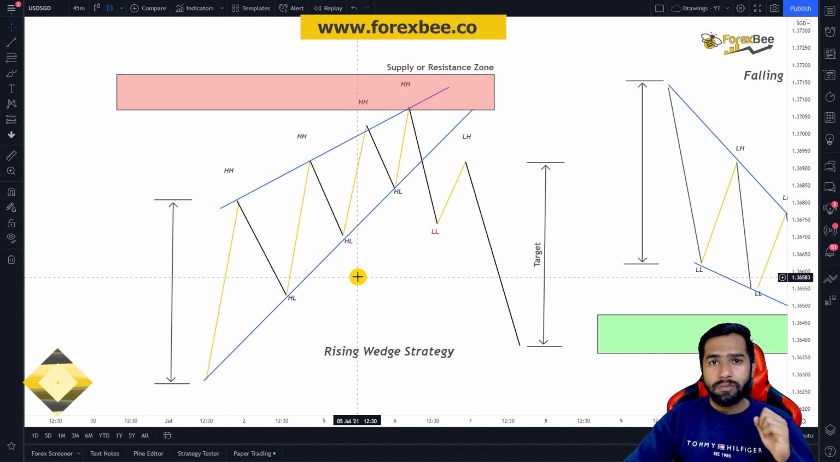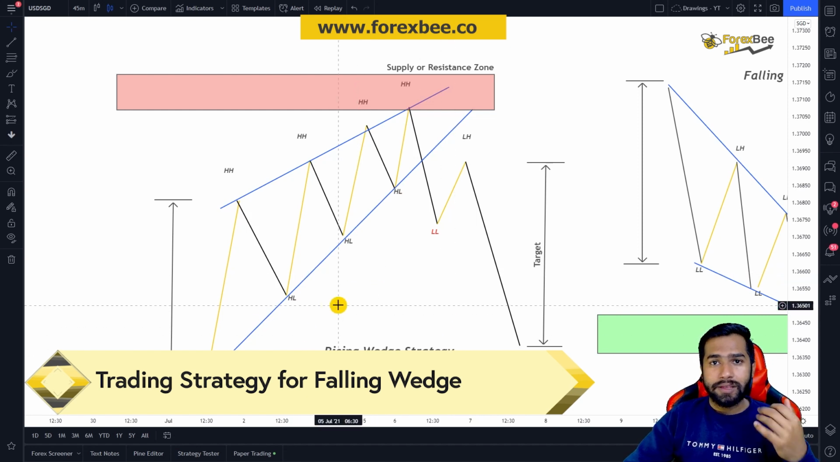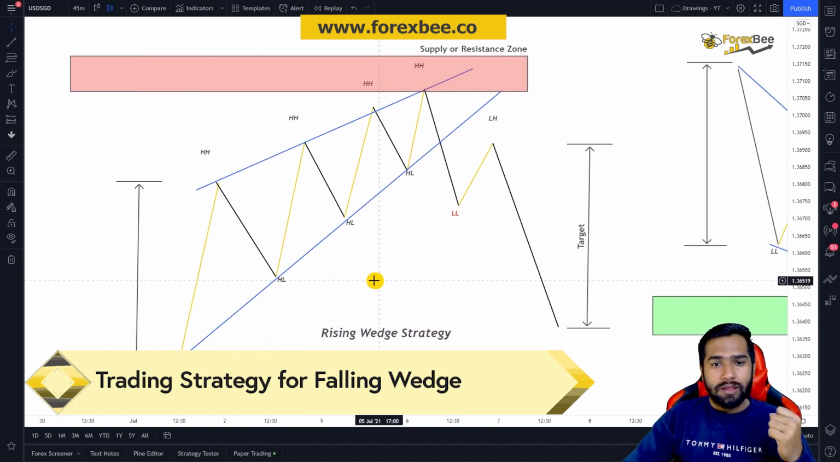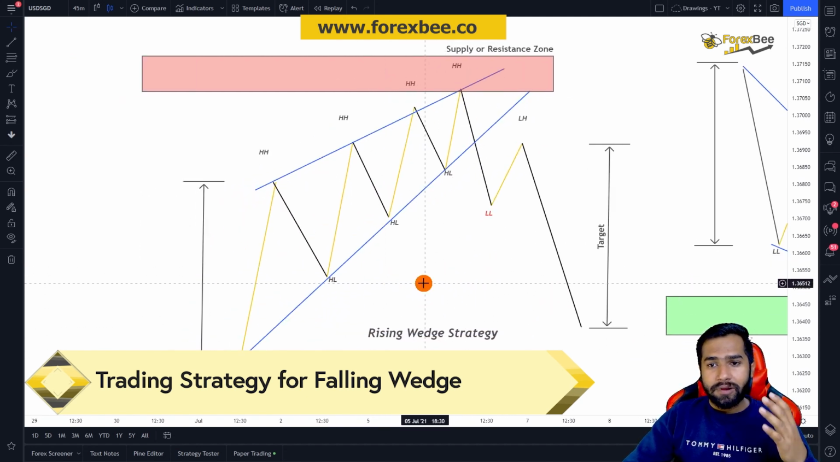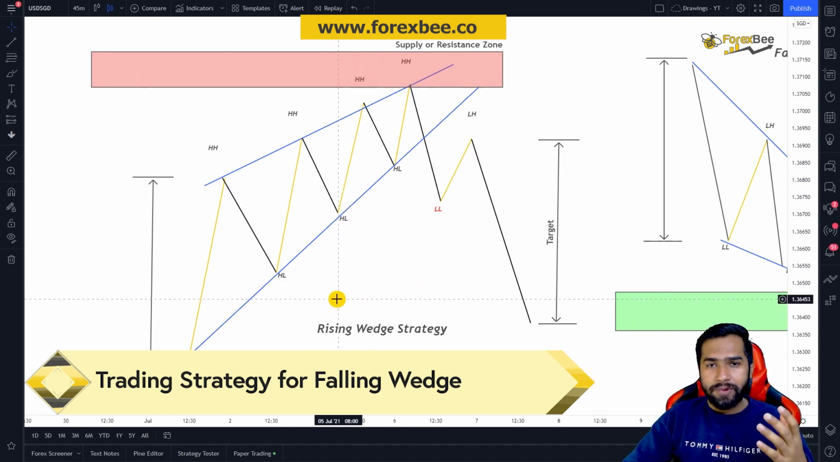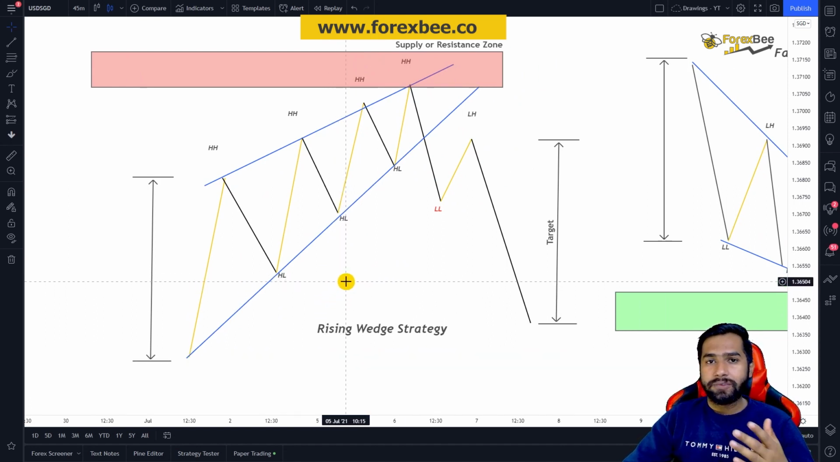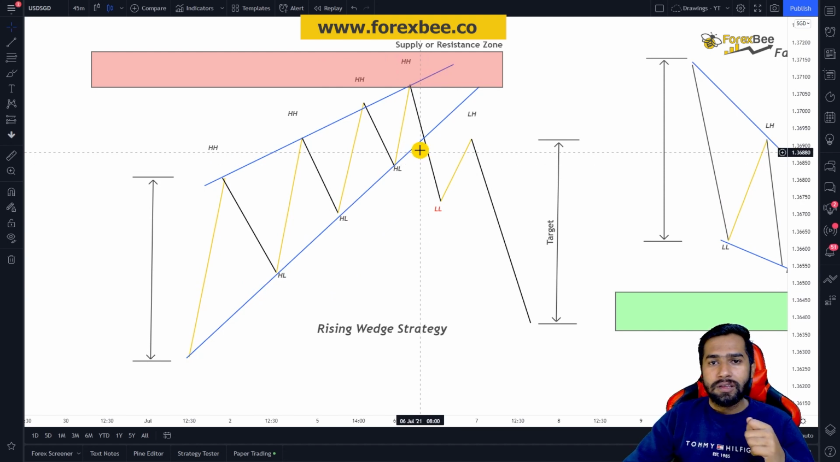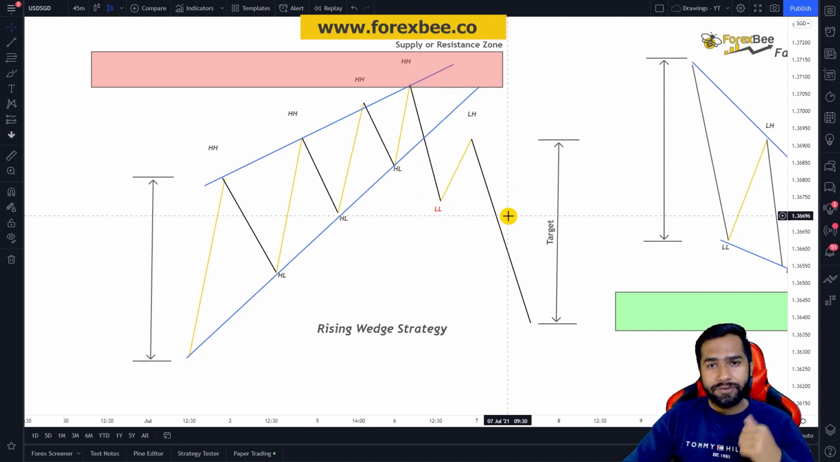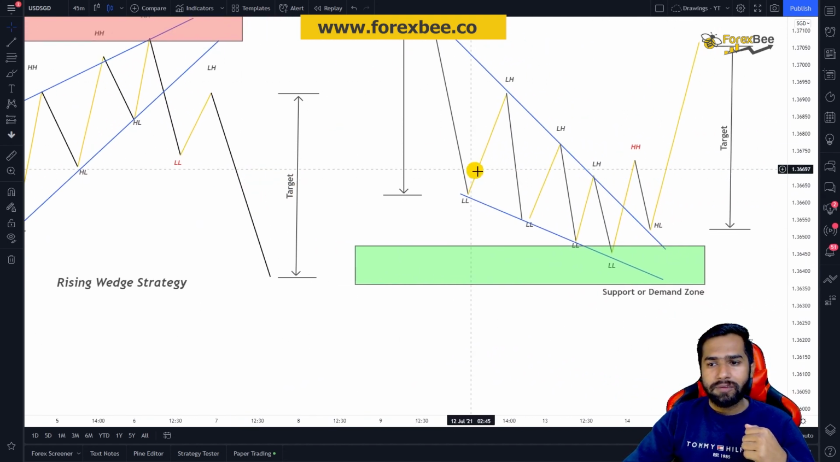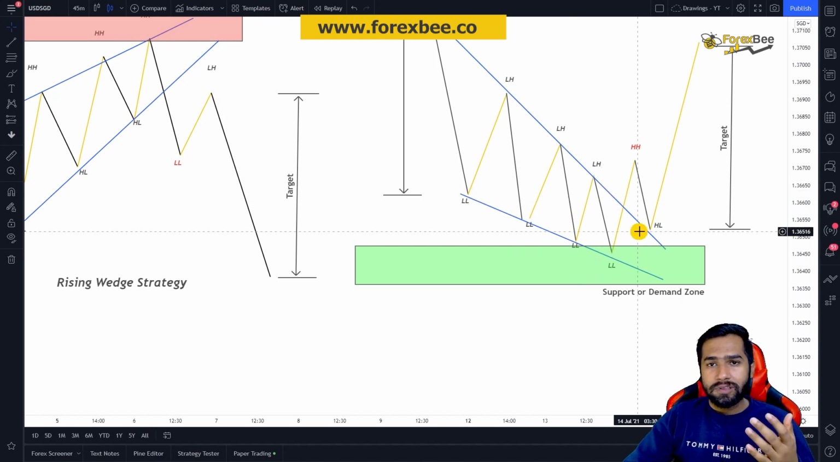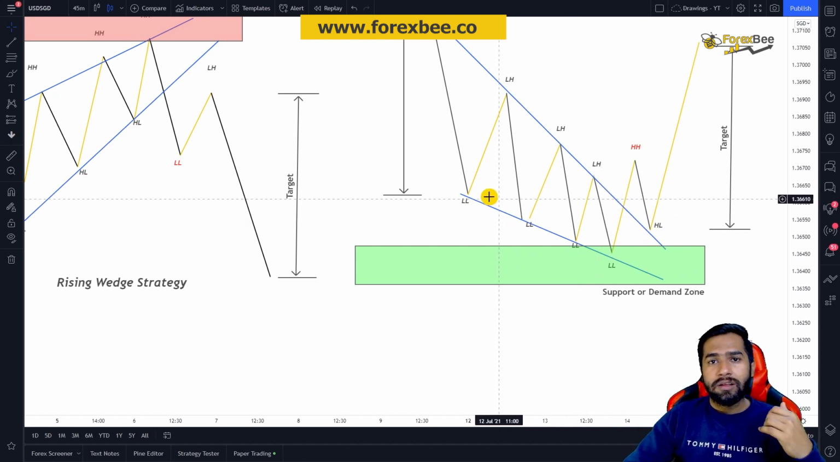Now let's talk about how you can trade this rising wedge pattern. Any wedge pattern, like the rising wedge pattern, indicates that after the formation of this pattern, the market will give us a bearish trend. And if it's the falling wedge pattern, after its formation, the market will give us a bullish trend.